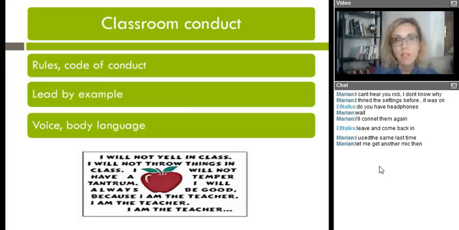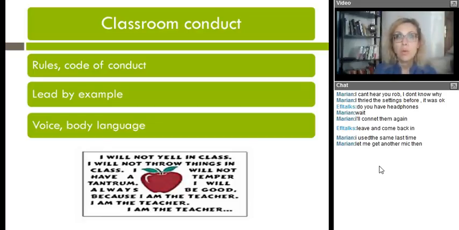Next, you have to take into consideration classroom conduct. You must establish a set of rules for your classroom. Many teachers at the beginning of the year make a class contract and they have all the students sign it, and pin it on the classroom wall so that it is visible by everyone, so that everyone knows what kind of behavior is acceptable and unacceptable.